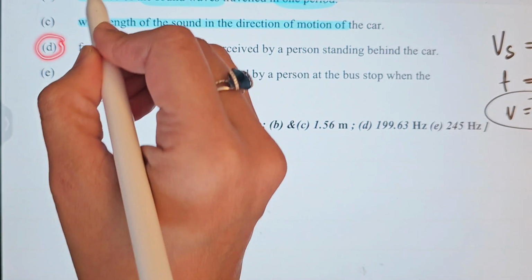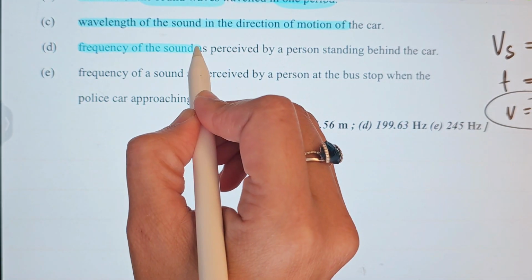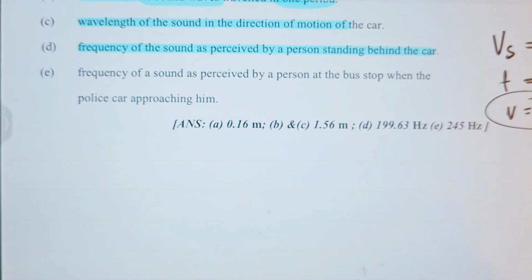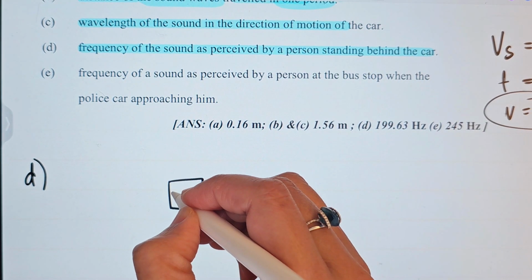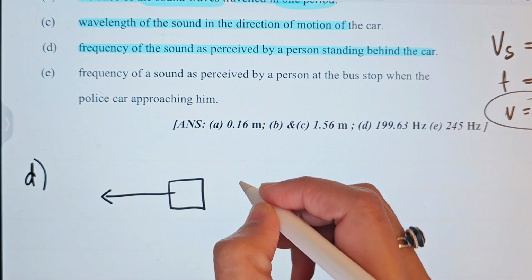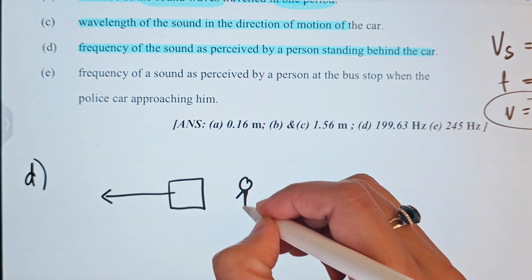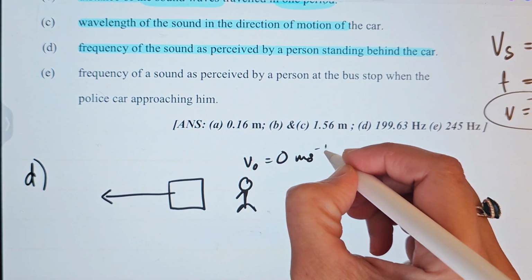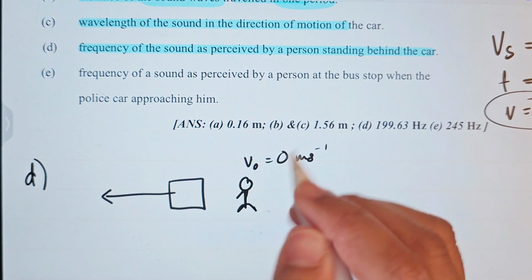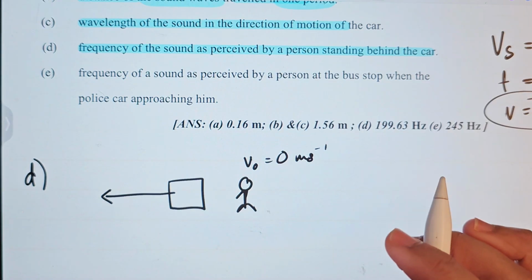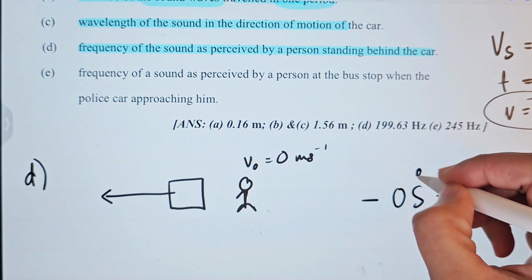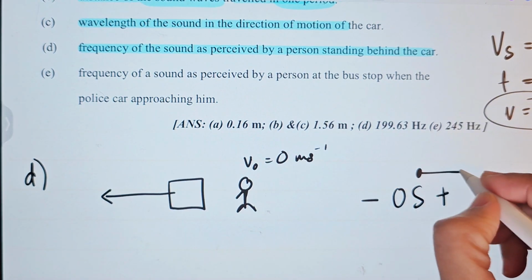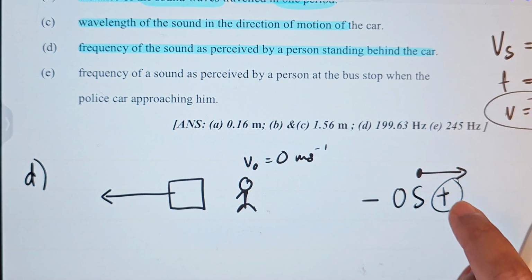Alright, now question D is asking for the frequency of the sound perceived by a person standing behind the car. So we know that the car is moving to the left, right? So the person is standing behind here. So this is basically the observer standing, not moving anywhere. And we're going to use negative O as positive. So we can see that the source is the one that is moving, and it is moving away from the observer. So we get positive.